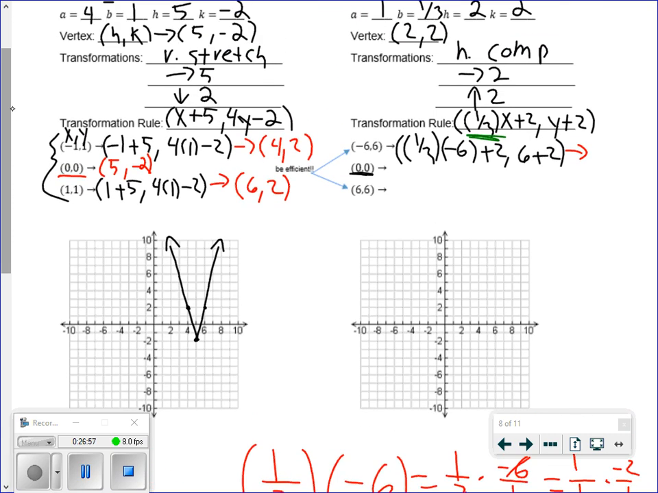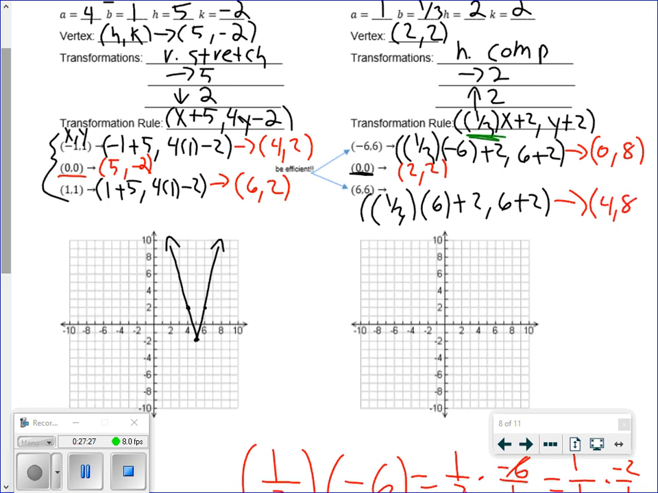Anyway, going back to our problem over here. You solve this out. You end up getting 0, 8. 0, 0 is not our transformation point, but our h, k. So 2, 2. And lastly, 6, 6. We're going to plug our x and y into this equation, and when you do, 1/3 times 6 is 2, plus 2 is 4. 6 plus 2 is 8. So you get 4, 8.